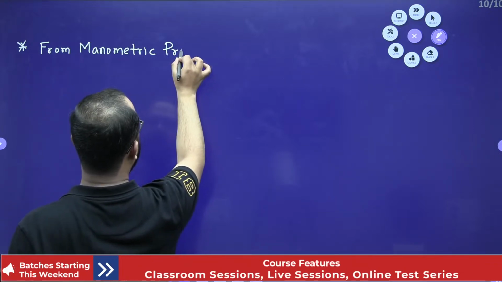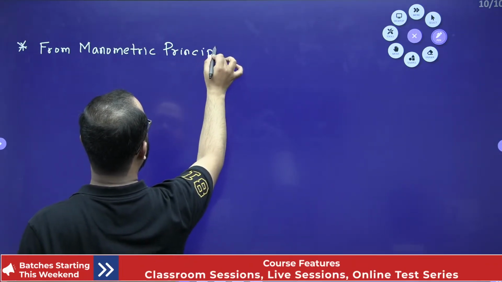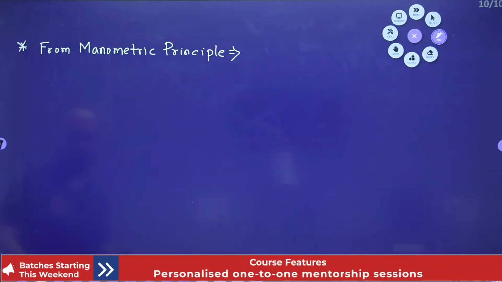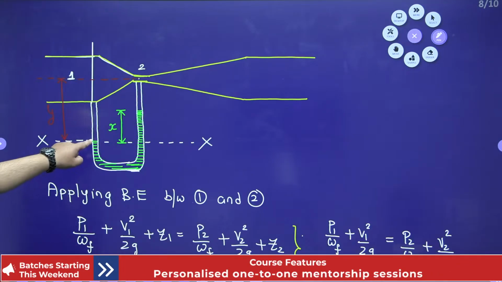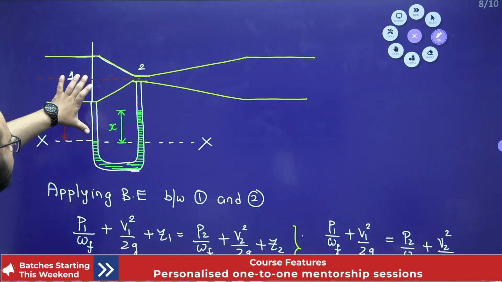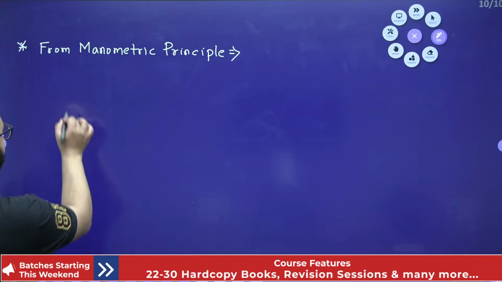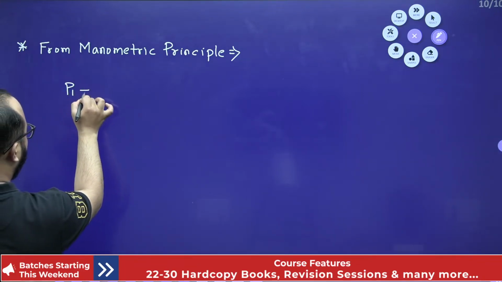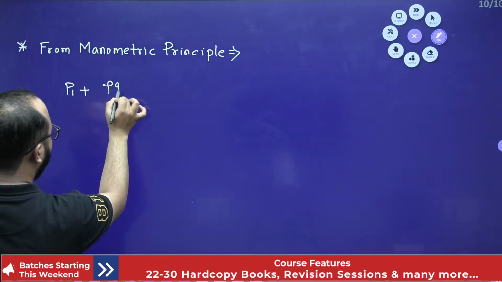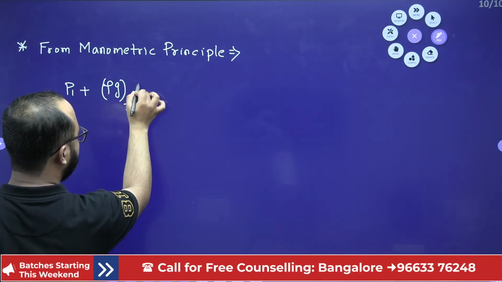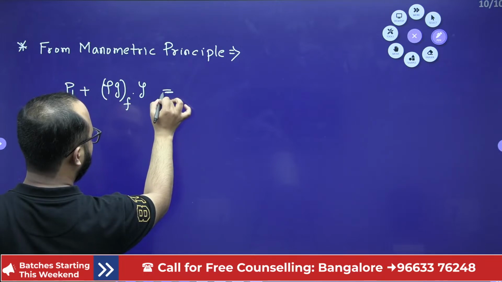From the manometric principle, how will I write the equation? Pressure at this point will be P1 plus this much head of the fluid. What is the head? Y. So the pressure is P1 plus rho G of the fluid flowing here into the distance Y. This is the left side pressure.